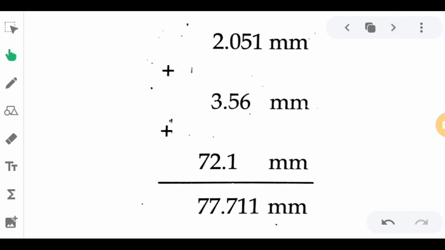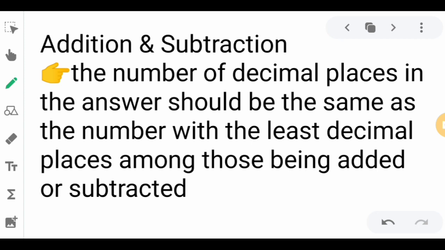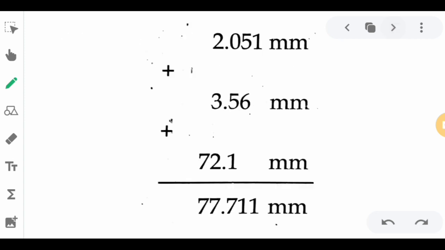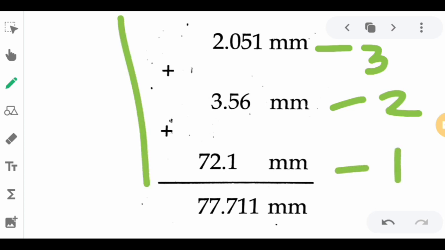So for example, I have here 2.051 millimeter plus 3.56 millimeter plus 72.1 millimeter. In addition and subtraction, in determining the number of decimal places, we have to base that on the least decimal places. So how many decimal places do we have here in 2.051 millimeter? We have here 3. And then for 3.56 millimeter, we have 2 decimal places. And then 72.1 millimeter, we have here 1 decimal place. If you add this, that will be 77.711 millimeter.